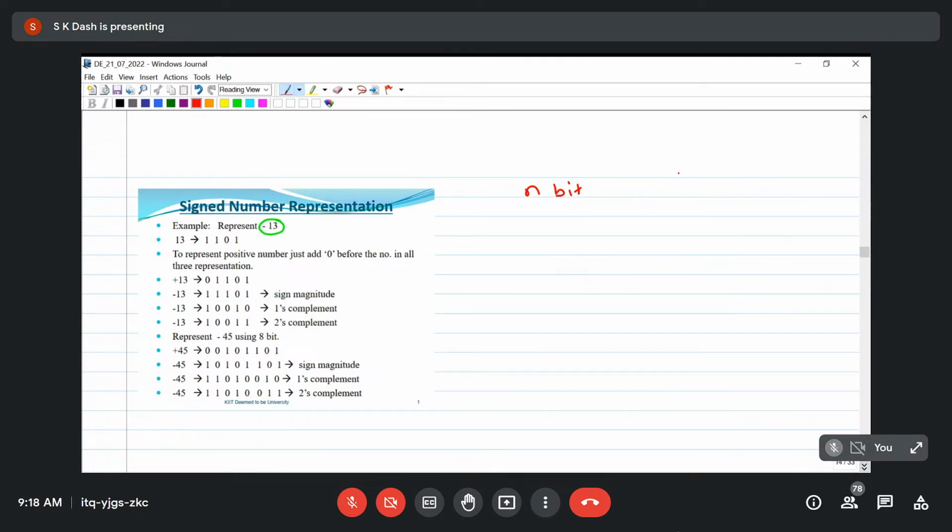Suppose I have 2 bits with me. Then this can be 00, 01, 10, 11. What is 00? This is plus 0. 01 is plus 1. 10 is minus 0. 11 is minus 1. So using 2 bits, I represent from minus 1 to plus 1. Similarly, if I go for 3 bits, what will happen?